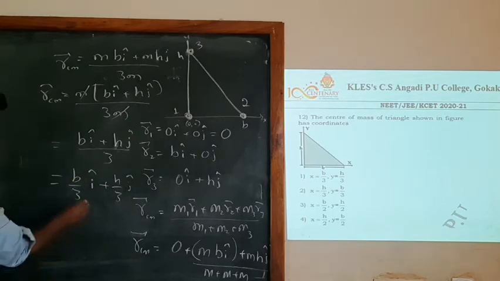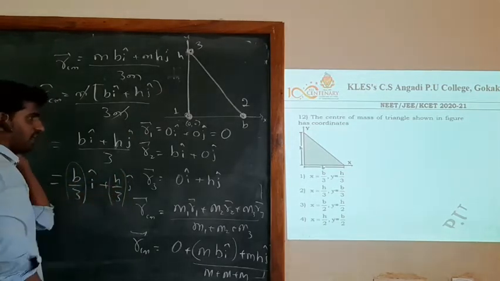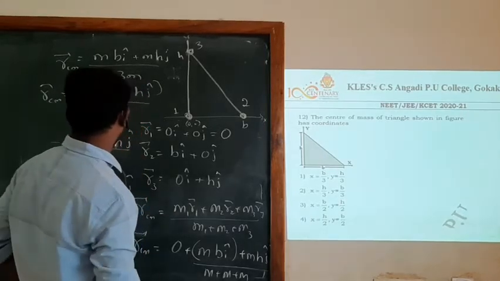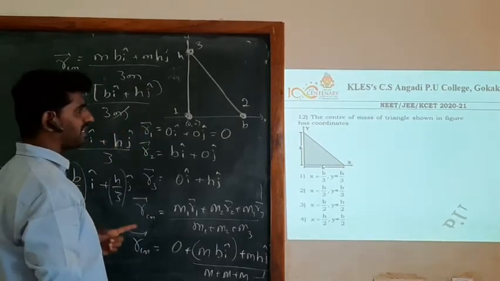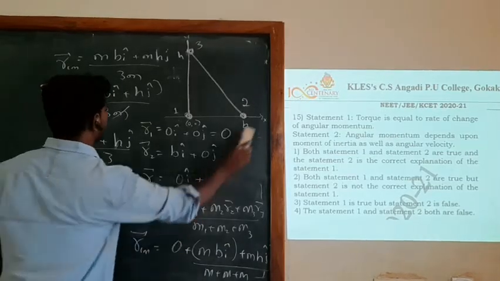Okay, so what are the coordinates? b by 3 and h by 3. b by 3 along the x axis and h by 3 along the y axis. So the center of mass has the coordinates b by 3 and h by 3. Option 1 is correct. Next one.